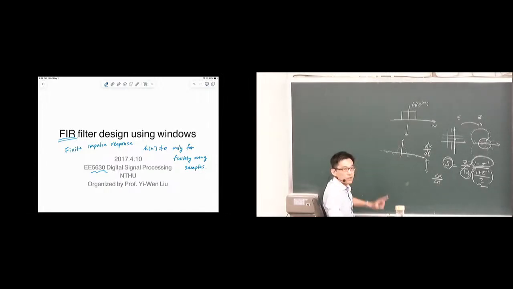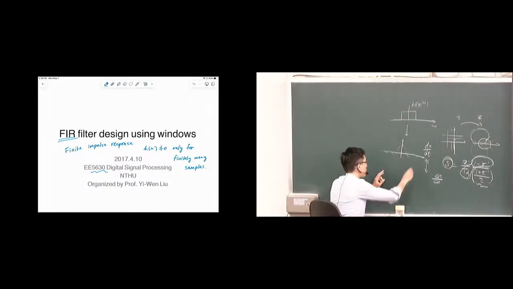So now the idea of window is that somehow we need to make a truncation. You need to terminate this response somewhere. Let's say we terminate right here, and symmetrically we also terminate right there, at big M and negative M. Then we only keep this middle part. This middle part, however long it is, has finitely many samples.